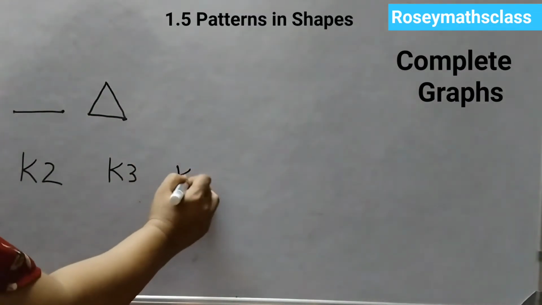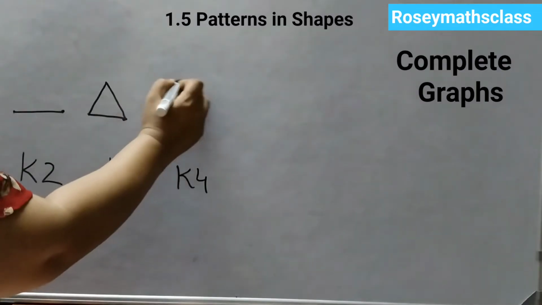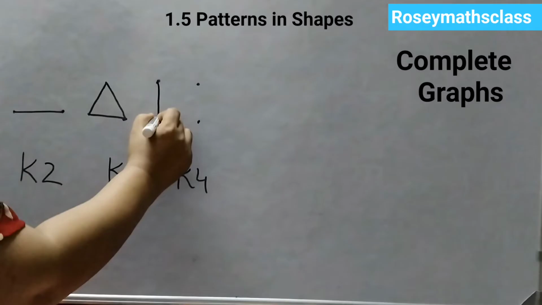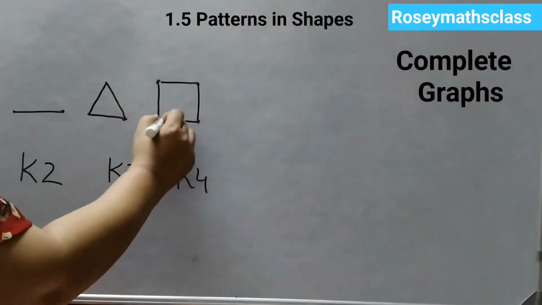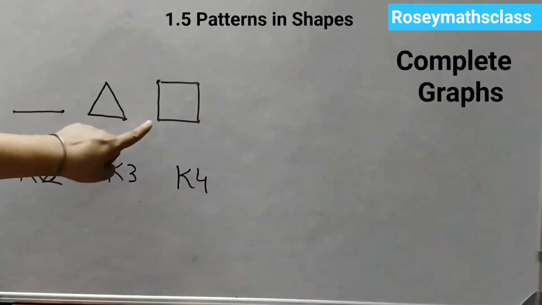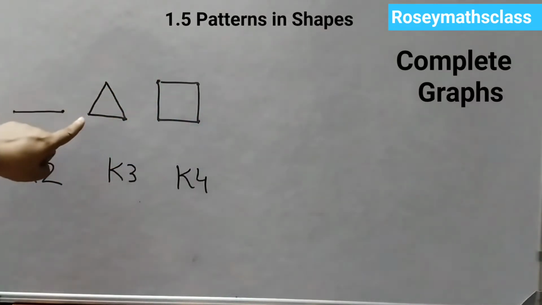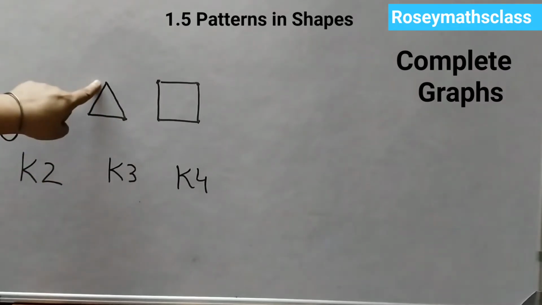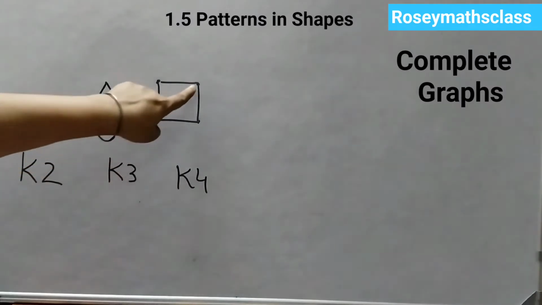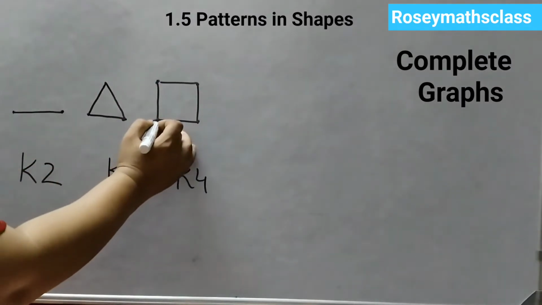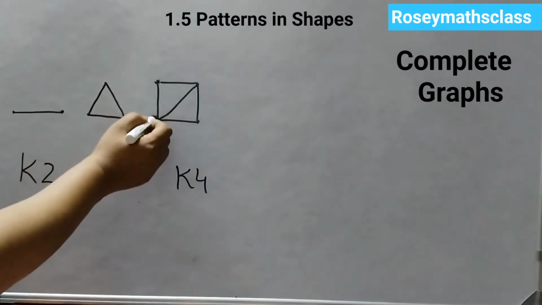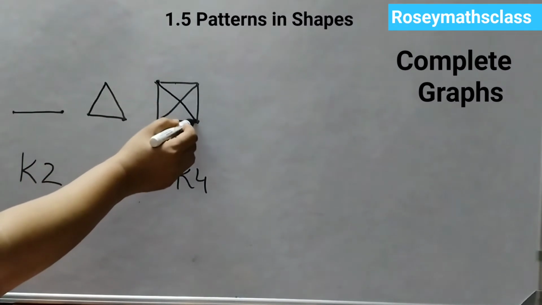K4. 4 dots. 1, 2, 3, 4. So first we will join all the dots. Next, for complete graphs, each point is connected to all the other points. Like here, this point is connected to this one and this one, right? Similarly here, this one is connected to this. This must be connected to this one also. So join this. And this is already connected to this. Similarly, this one connected already to these two, so it should be connected to this.